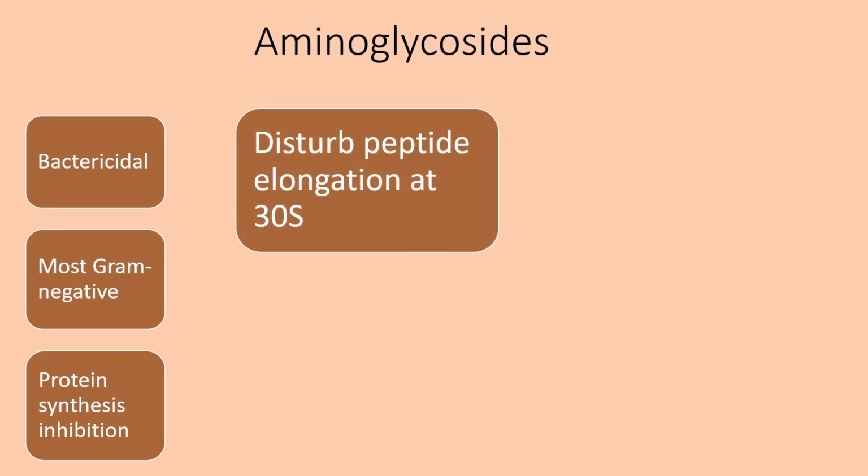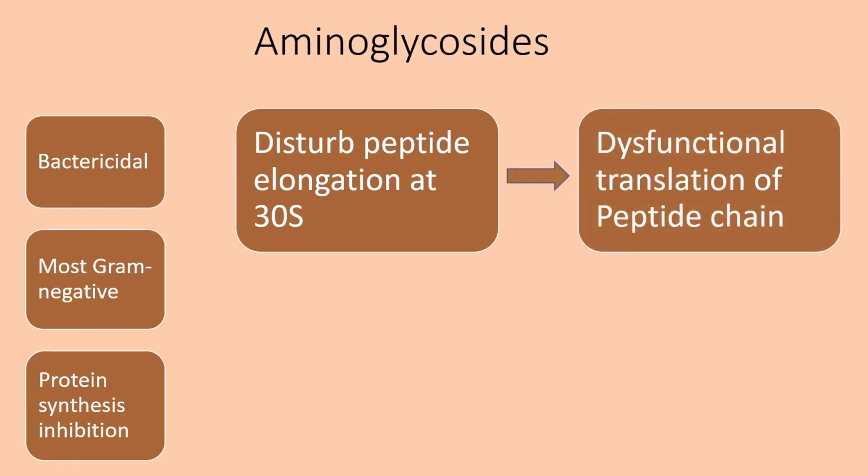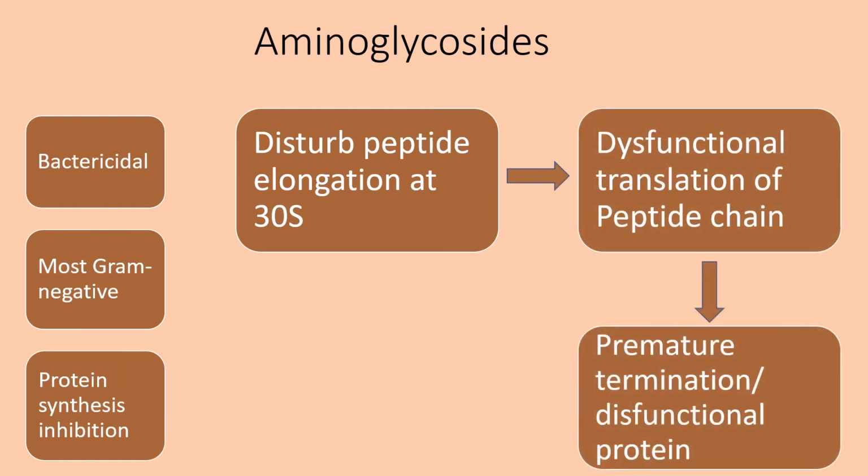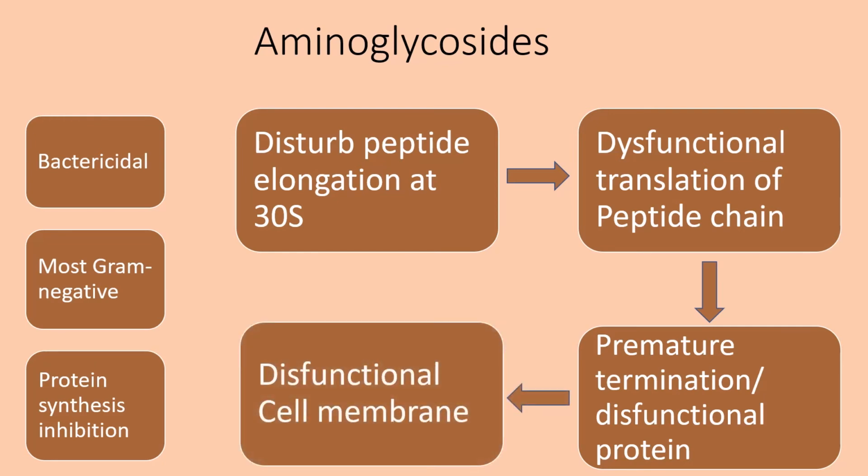The disturbance in the peptide elongation leads to inaccurate translation, which results in a dysfunctional peptide chain, which causes the ribosomes to stop the translation before the peptide chain is fully functional. The cell membrane, when incorporated with these dysfunctional proteins, faces changes in its permeability, which means that the cell cannot control the diffusion of substances or molecules in and out of the cell, and a gradient inside the cell is not possible, which may eventually lead to cell death.